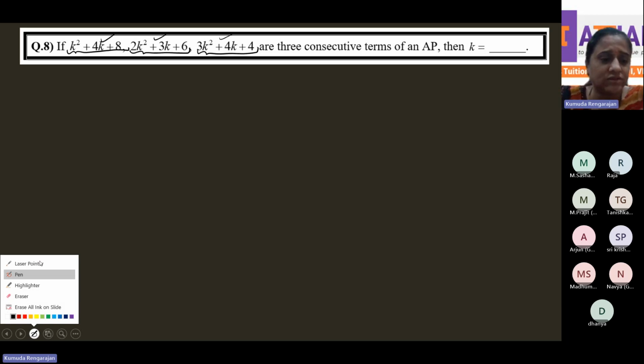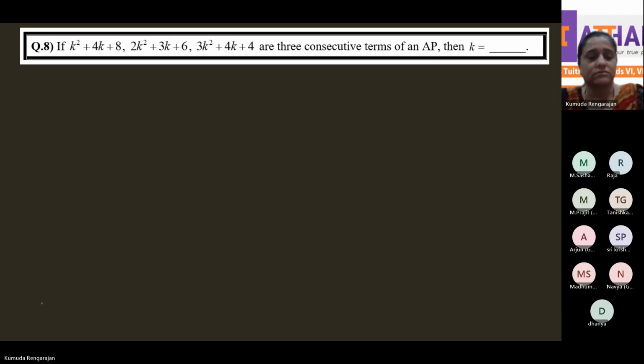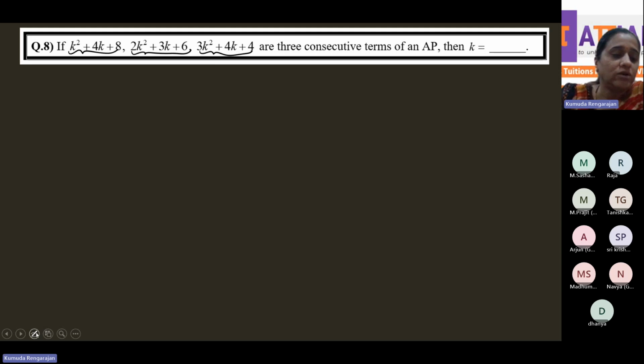They need not be the first three terms. These expressions may not represent the first three terms. Don't say A1, A2, A3. They are simply three consecutive terms of an AP. It could be the 10th term, the 11th term, the 12th term.